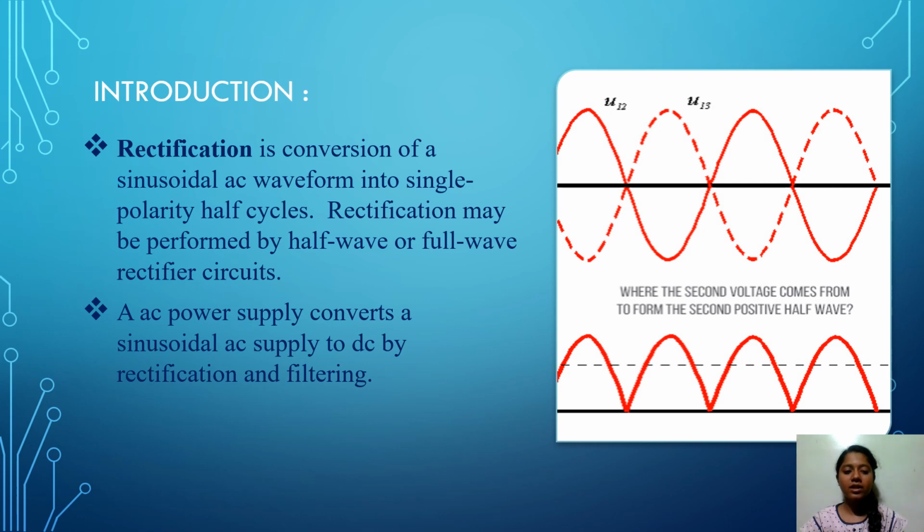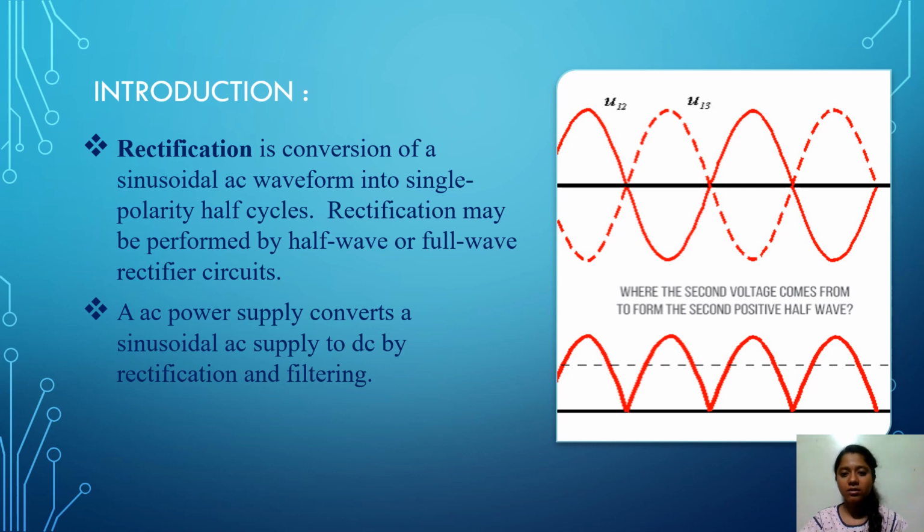Introduction. In the introduction, let us know about rectification or the rectifier. Rectification means the conversion of an AC signal into a DC signal, that is, from a higher voltage to a lower voltage. Rectification has many applications. It is used in mobile fields, in inverters, and also in batteries, etc.